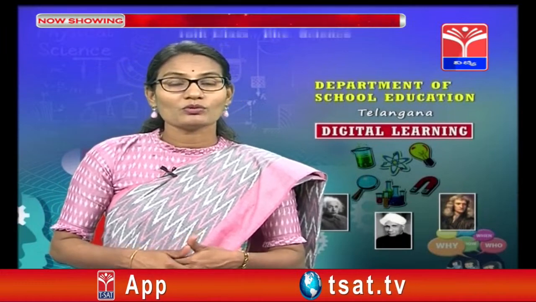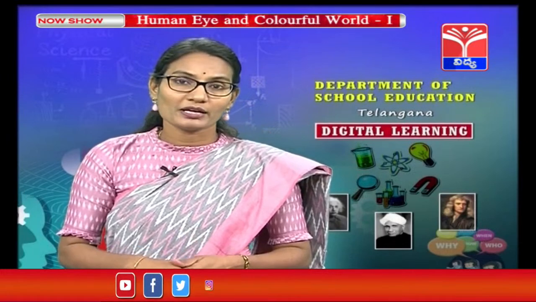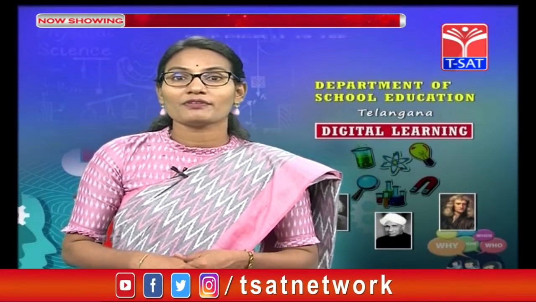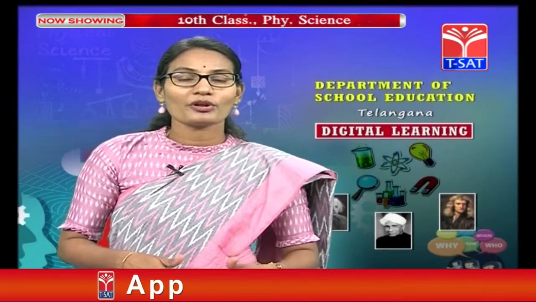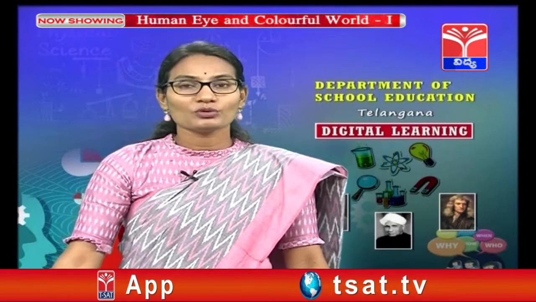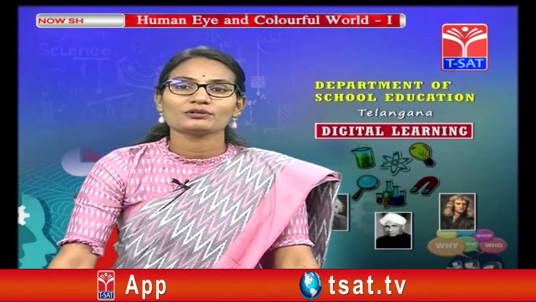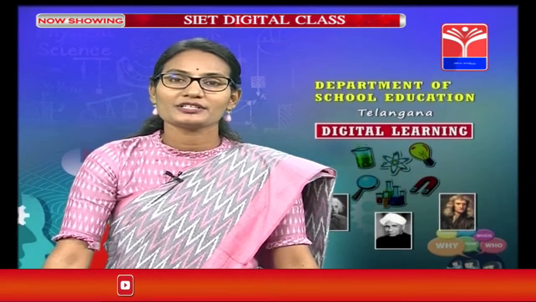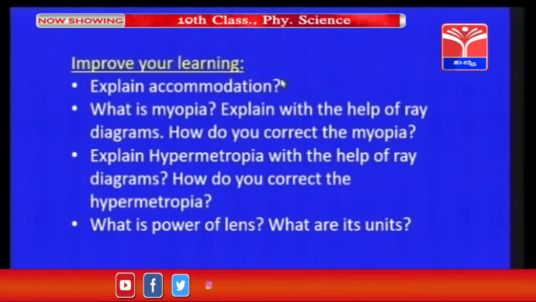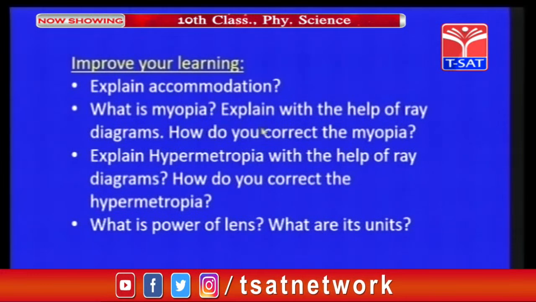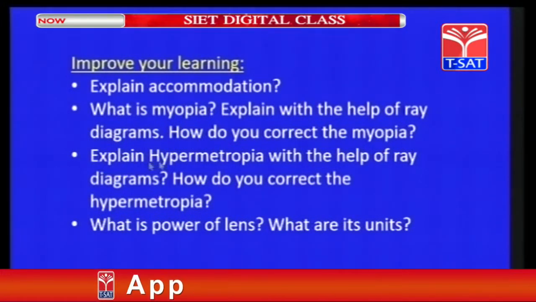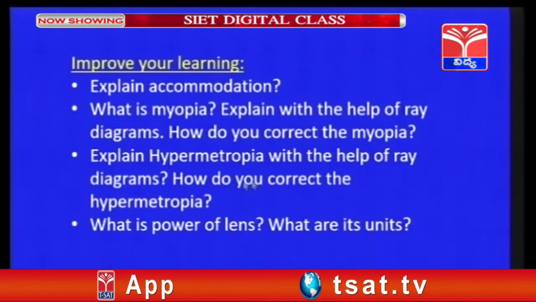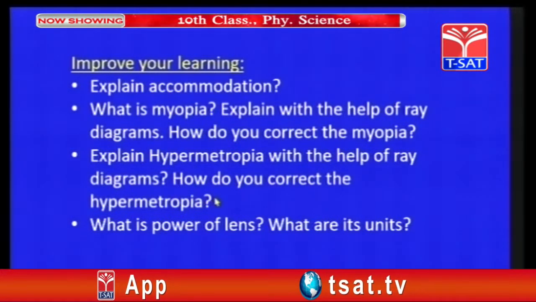Children, practice more ray diagrams, very important: myopia and correction of myopia, hypermetropia and correction of hypermetropia. These ray diagrams are very important, so practice more and more to get perfection. To improve your learning, just try to answer these questions. Observe the screen, children. Explain accommodation. What is myopia? Explain with the help of ray diagrams how you correct myopia. Explain hypermetropia with the help of ray diagrams. How do you correct hypermetropia?